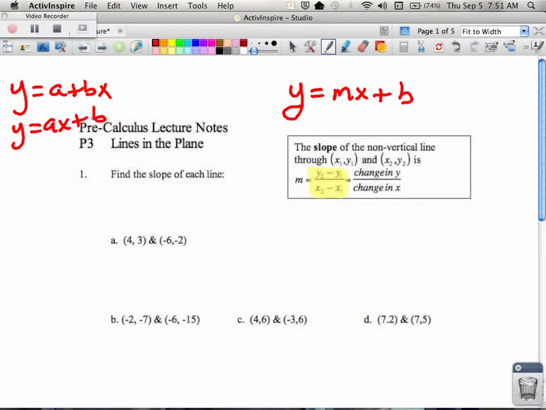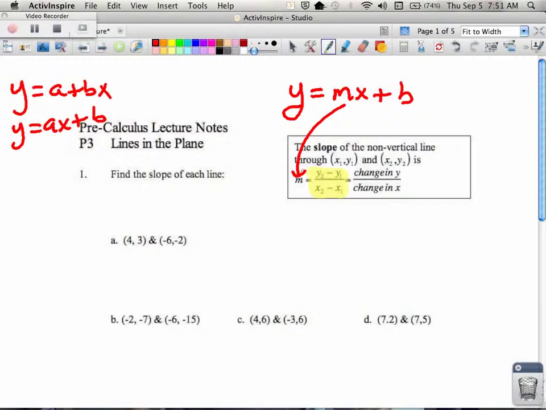It doesn't really matter which letters they use. Whatever's in front of the x, that's your slope. And then the other thing is your y-intercept. So this m here is talking about your slope. And again, those subscripts that you see with the y's and the x's, the 2's and the 1's, they refer to whether it was the first point or the second point.